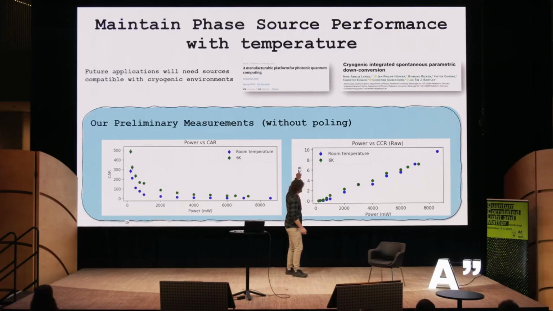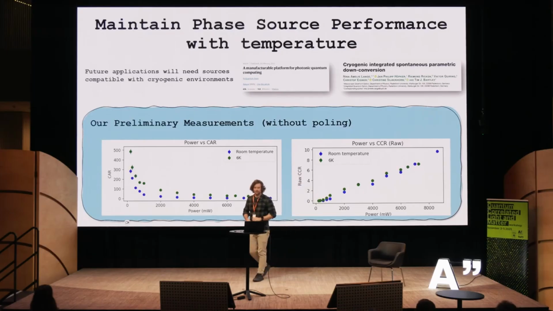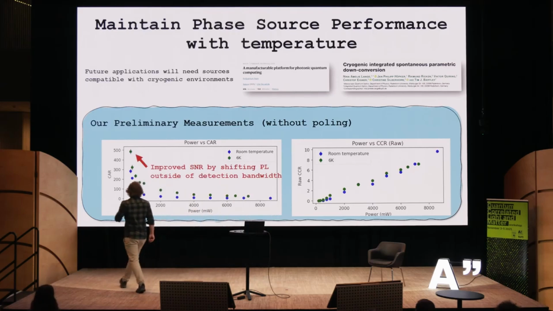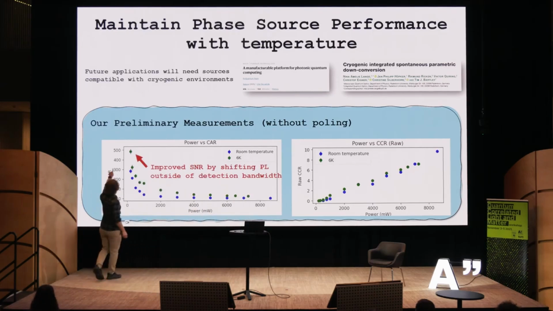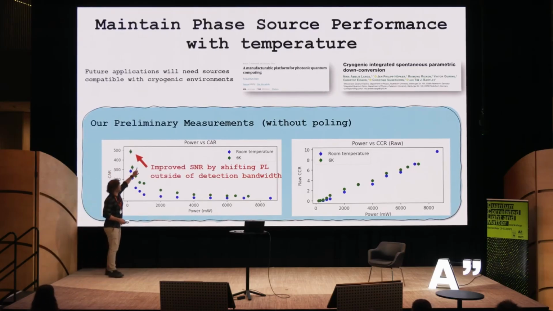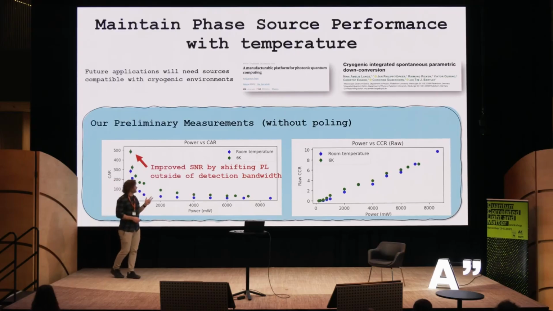So here I'm just plotting the coincidence rate versus pump power, and there's almost no difference between the two situations. In fact, we actually see a slight enhancement when we look at this. This is, again, the measure of signal to noise, so the measure of real coincidences to accidental statistical flukes. And we see that we actually have an enhanced signal to noise in our coincidences at 6 Kelvin compared to room temperature.